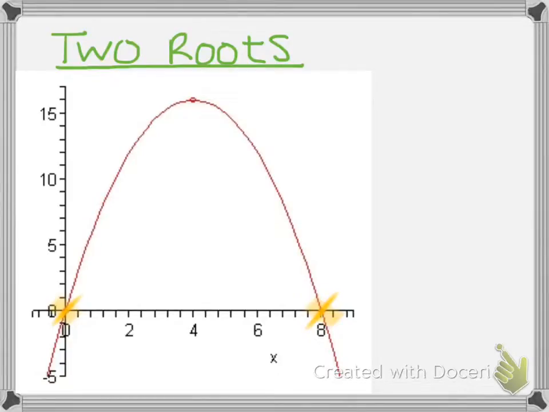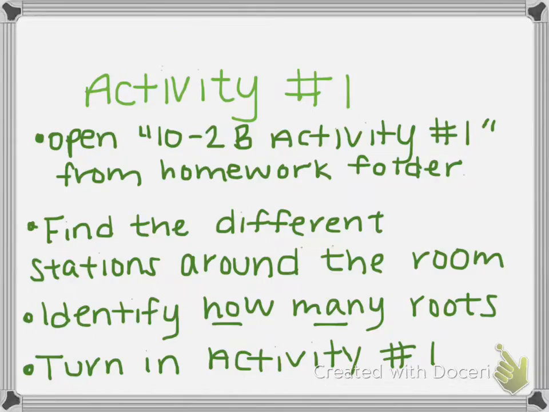So what you're going to do right now is go to your homework folder. You're going to open up the document titled 10-2B Activity Number 1. There are orange or yellow pieces of paper taped around the room, and they are labeled Station 1, Station 2, all the way through 6. You're going to go to the different stations. You don't have to go in order as long as you get to all 6 of them.